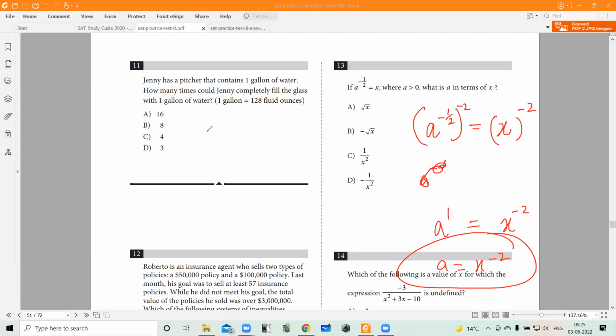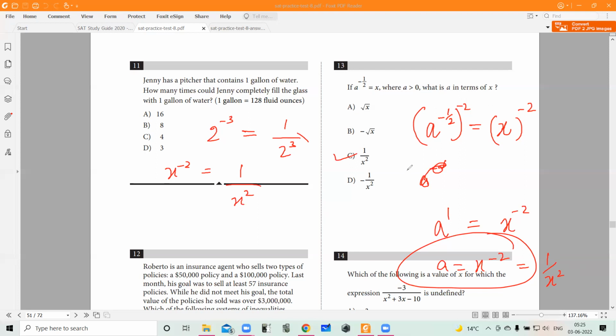One more thing, if you're having 2 to the -3, what does this mean? This is actually 1 divided by 2 to the 3. Yeah. So if you're having x to the -2, what does this mean? 1 over x to the 2. Exactly. So which option? C. Correct.